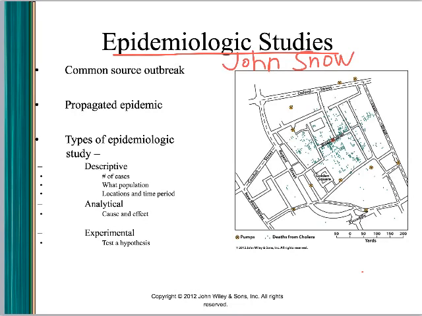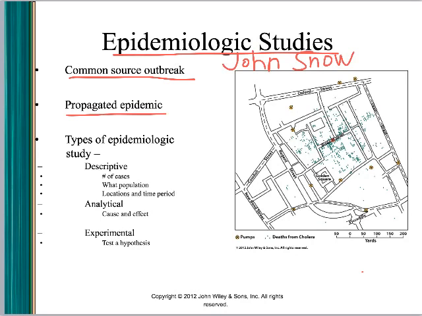So there are lots of different kinds of epidemiological outbreaks. A common source outbreak means that maybe everybody ate the same potato salad at the party, so everybody got the same food poisoning, or everybody drank the same water and the water had something in it. A propagated epidemic means that it can spread from person to person.